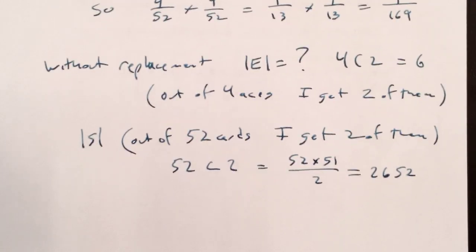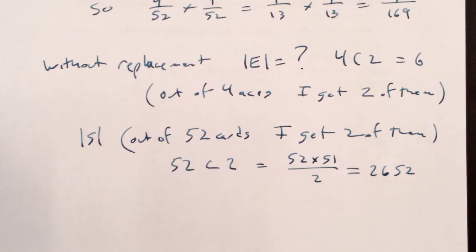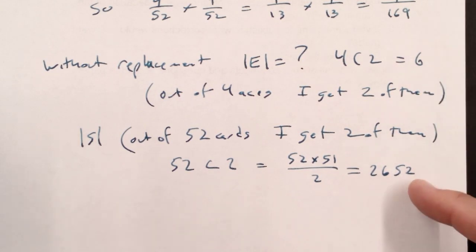Think. Is that right? Possible ways to do that. I either pick ace, 2 or I pick 2, ace. Yeah, two possible. So this is 52 times 51, that's the permutation, but there are 2 options for each pair that's equivalent. So the total number of ways I can get 2 aces is 6 out of 2652.